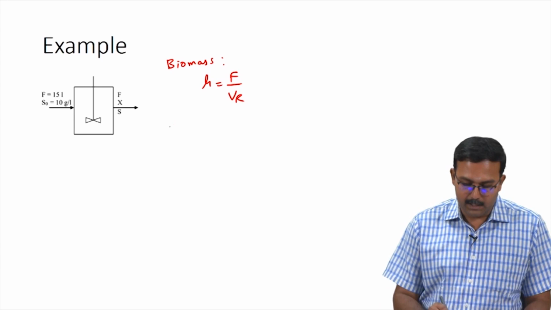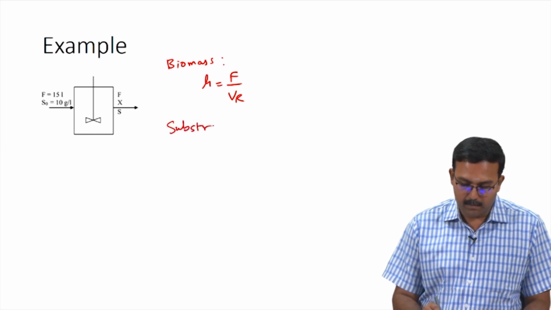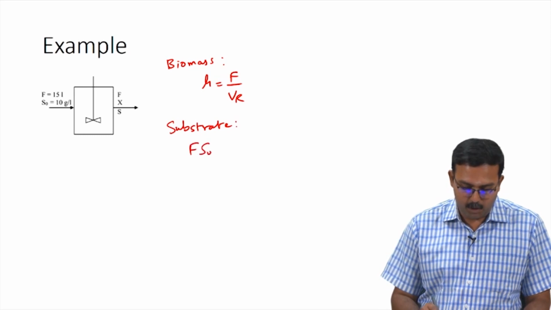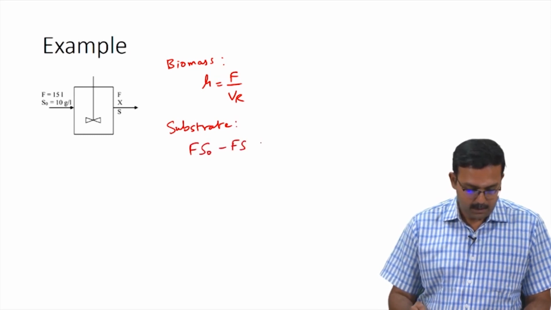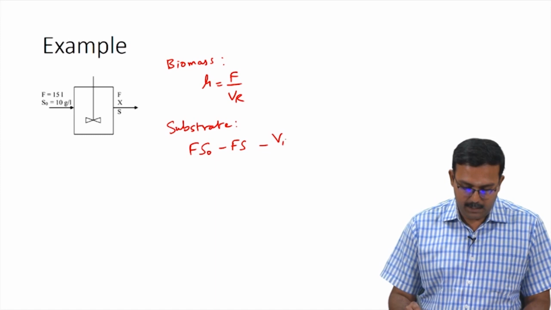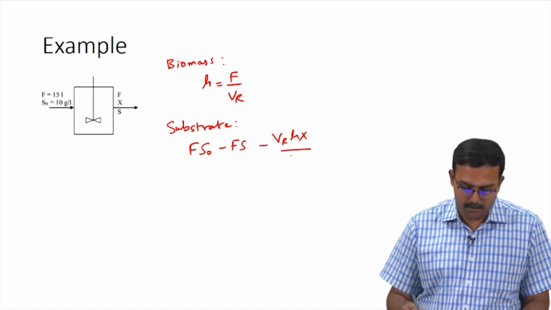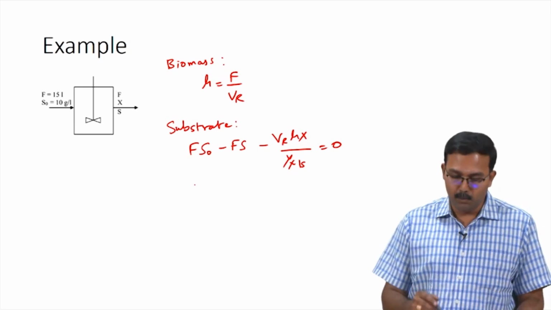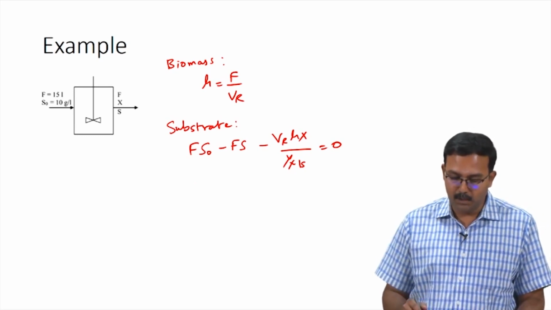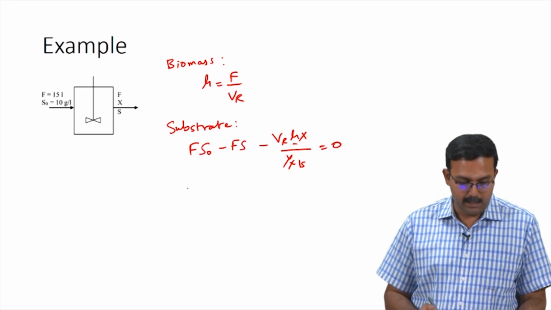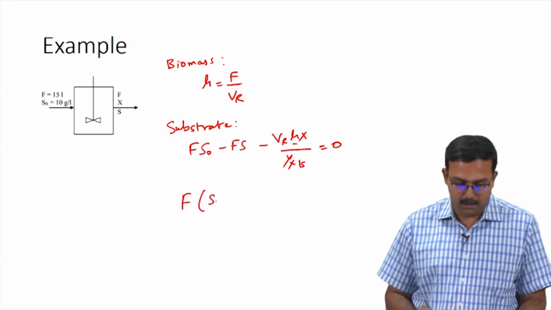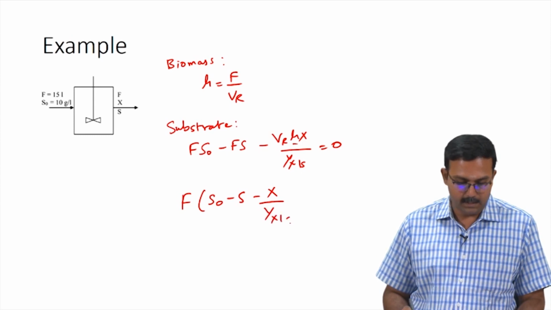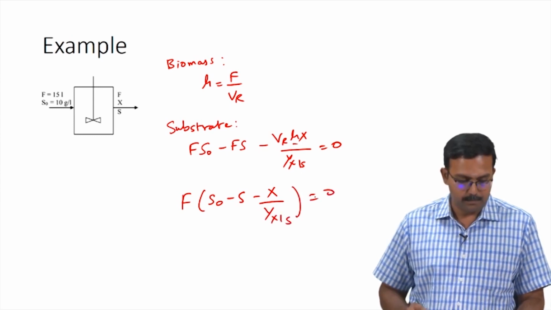So, we can also write the substrate balance as we got earlier, it would be Fs naught minus Fs minus Vr mu x divided by Yxs equals 0. As we know that mu equals F by Vr, we can substitute the value for mu here and we end up with F times S naught minus S minus x divided by Yxs equals 0.